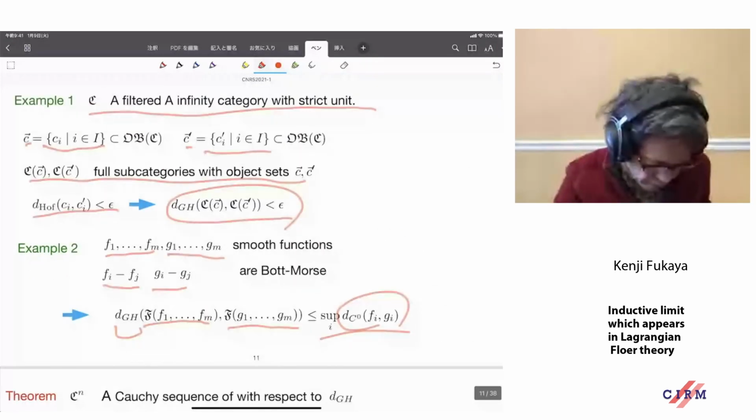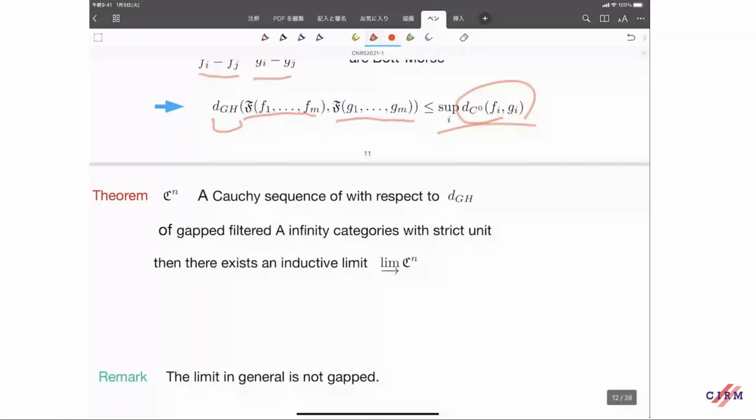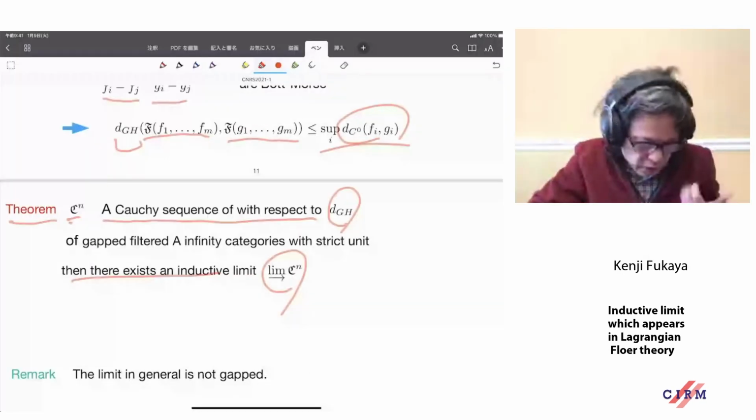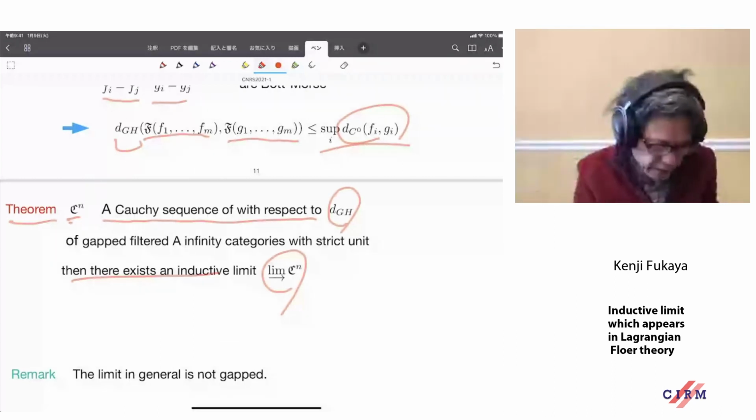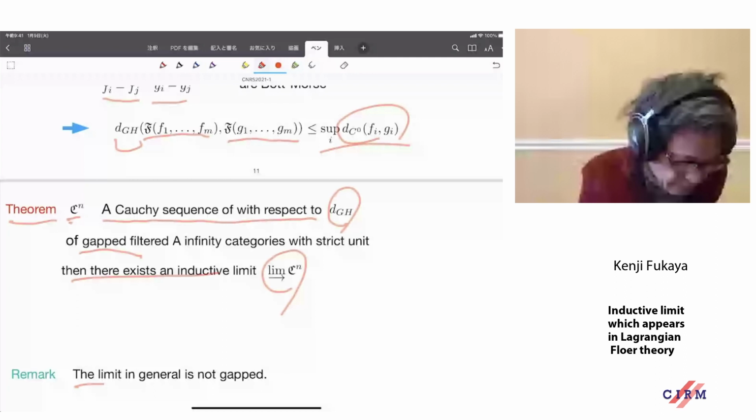And the theorem, so the main, this is not an algebraic theorem, but the main algebraic input is the following thing. If we consider a Cauchy sequence with respect to this Gromov-Hausdorff distance of filtered infinity categories, then we can construct the limit. So in a sense, the set of infinity categories is complete with respect to this Gromov-Hausdorff distance. But I don't claim it in that sense, because the original thing should be gapped, and the limit is not gapped. So gapped means the following thing.